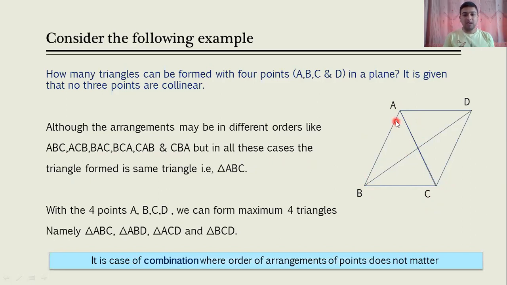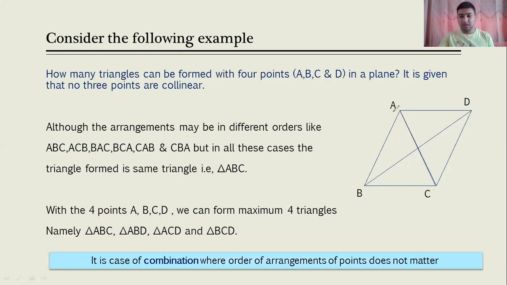So can we say the order of arrangement of points does not matter here? You can start from A, or from B, or from C, and you will end up with the same triangle, that is ABC. Now if you consider 4 points A, B, C and D, we can form a maximum of how many triangles? Let us see.